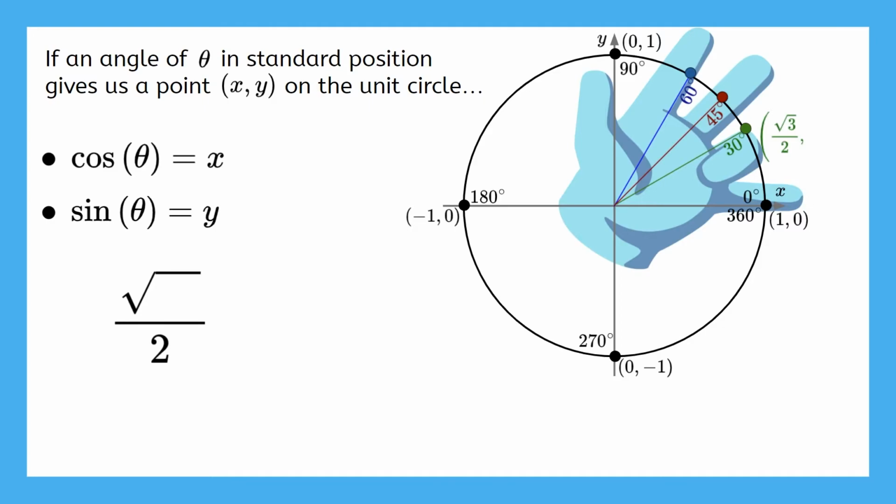And there's 1 finger below the folded ring finger. The number of fingers below corresponds to sine, which corresponds to y. So the y coordinate at the 30-degree point is the square root of 1 over 2, or 1/2. Try pausing the video now to fill in the points at 45 degrees and 60 degrees using the left-hand technique.